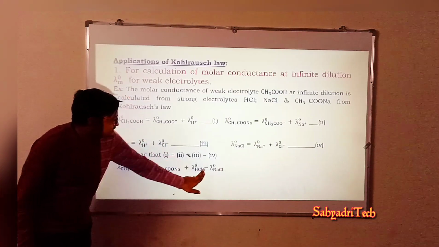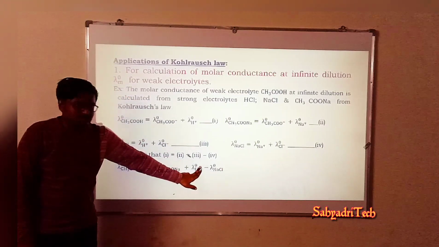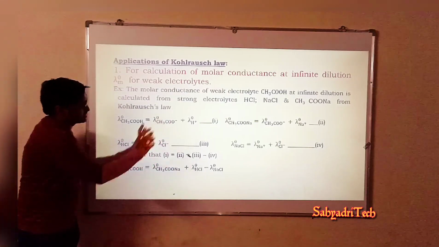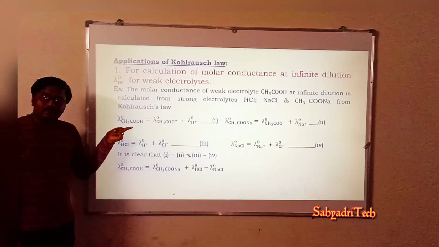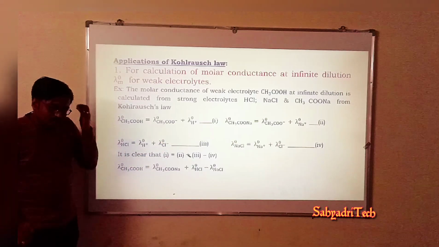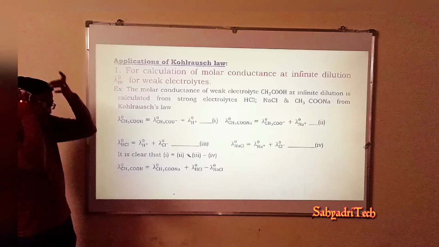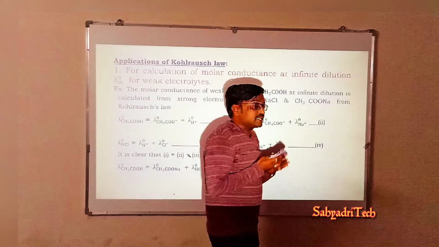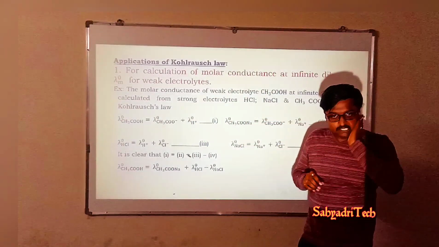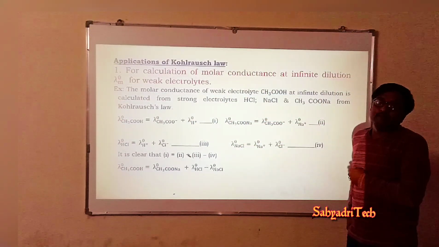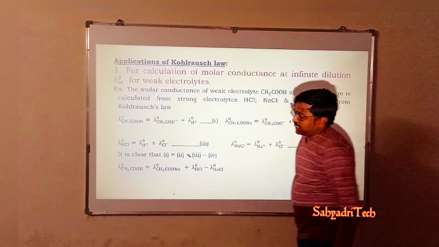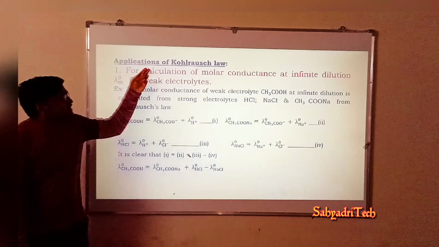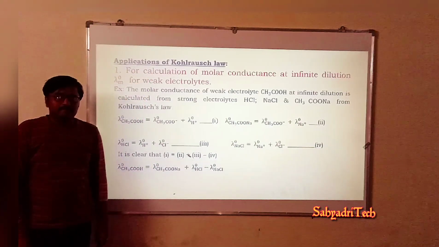Lambda naught of Cl minus cancels. What remains is lambda naught of acetate plus lambda naught of H plus, which is nothing but lambda naught of acetic acid. So by knowing the limiting molar conductivity of some set of strong electrolytes, it is possible to calculate the lambda naught of a weak electrolyte. This is the first application of Kohlrausch's law.